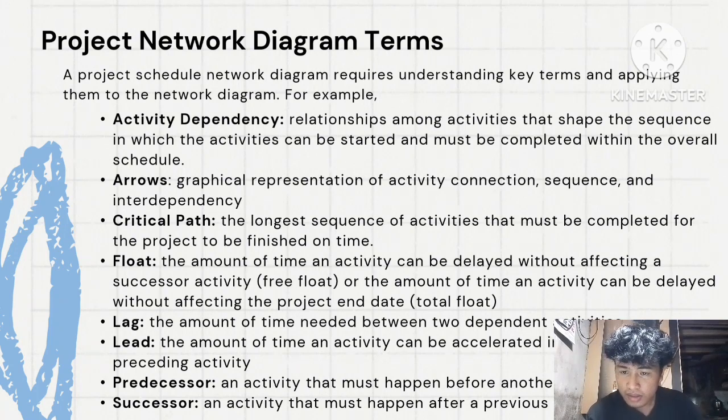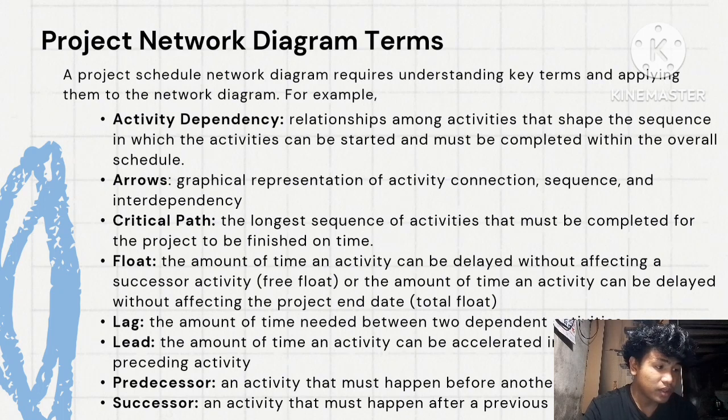The amount of time an activity can be delayed without affecting a successor activity, or free float, or the amount of time an activity can be delayed without affecting the project end date, or total float. Lagging. Lag: the amount of time needed between two dependent activities. Lag represents the delay between two dependent activities within the project schedule.